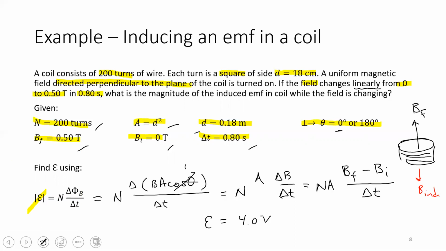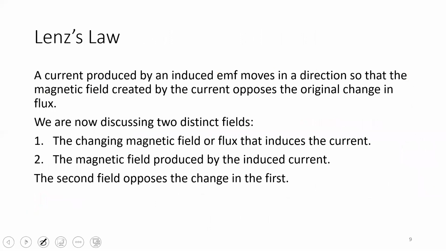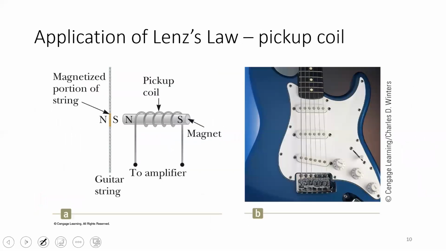If we use our right hand again, we can figure out that if that's the direction we're going to get an induced field, moving around the coil in this direction is going to be our induced current, and we can figure out that that's the direction of our induced EMF. This is actually captured in the negative sign of Faraday's law. So the second field opposes the change in the first. It's resistive in a certain way.